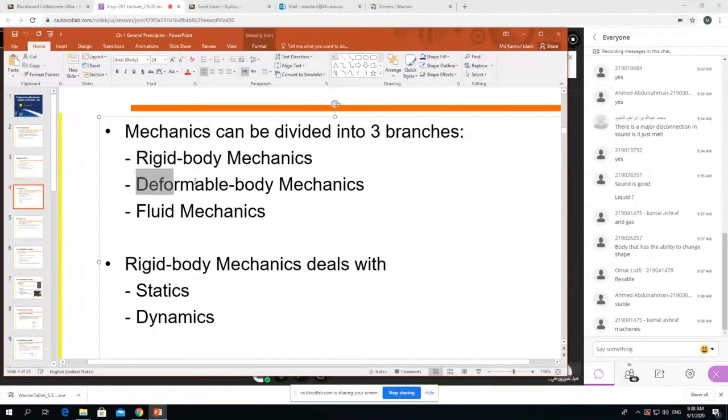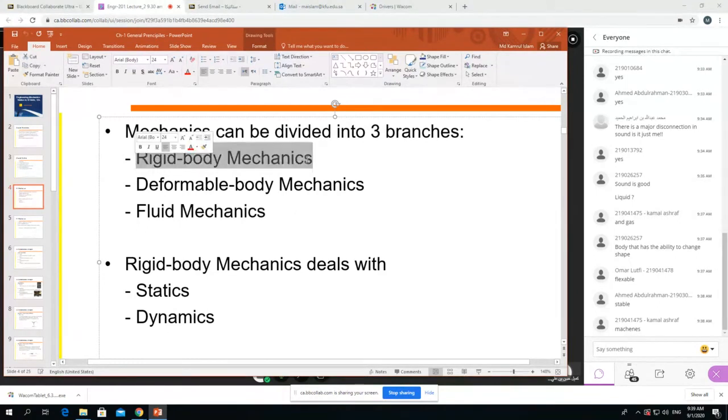Now, what is rigid body mechanics? It is just opposite to the deformable body. When you apply a load or force on a body, it does not change its shape. It does not deform. It is rigid. It sticks to its shape. It is called rigid body mechanics. All semester we will study rigid body mechanics. Deformable body and fluid mechanics are not in our syllabus. Maybe in second or third year you will learn fluid mechanics. This is not our course. So mechanics has three branches, and we will be discussing the first branch.